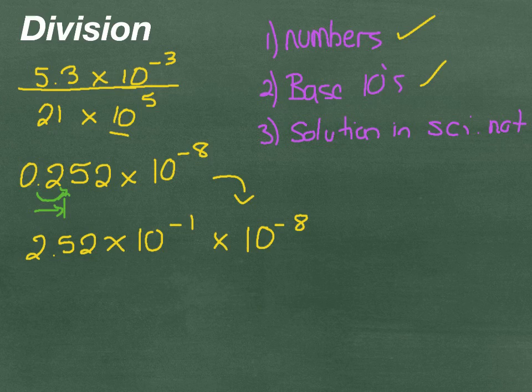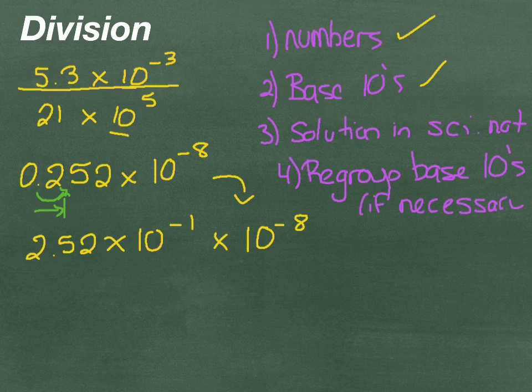And my step 4, which isn't here but in the last one, is regroup base 10s if necessary, right? Because sometimes it may not be because we were already in scientific notation, but in this case it is actually necessary. So 2.52 stays here, not hurting anybody. Negative 1 plus a negative 8 is 10 to the negative 9. And that's it for division.